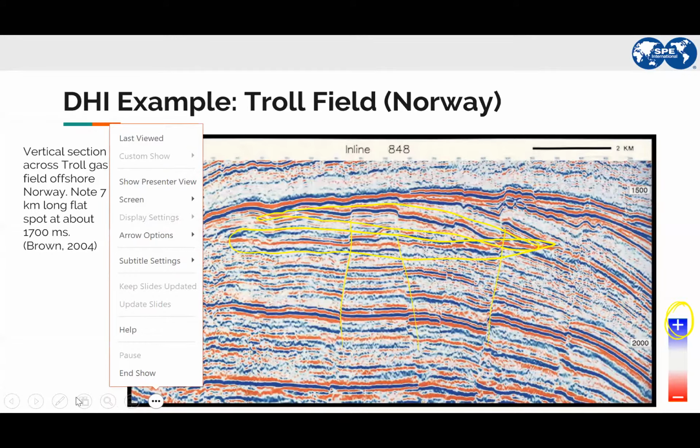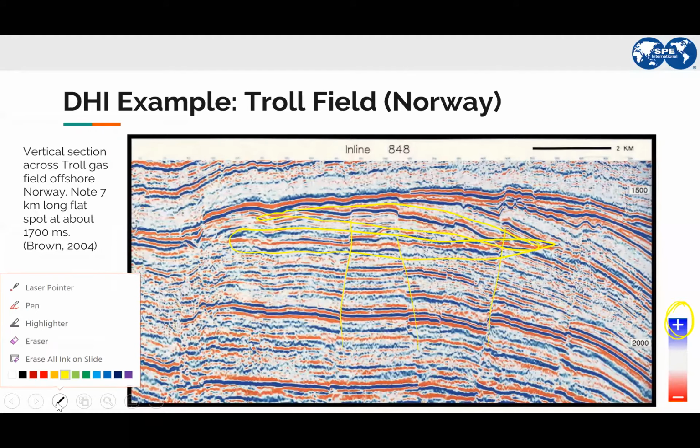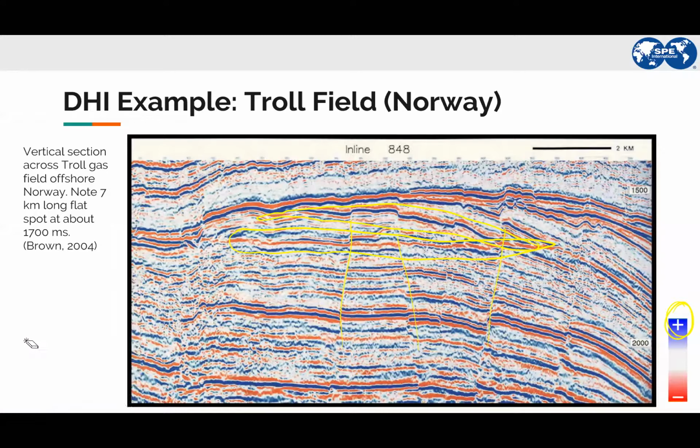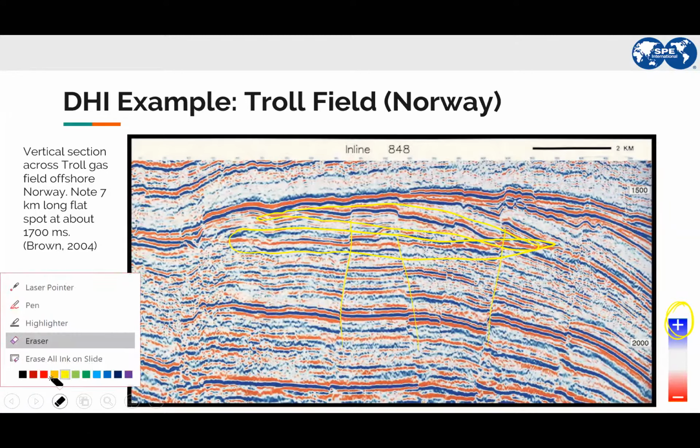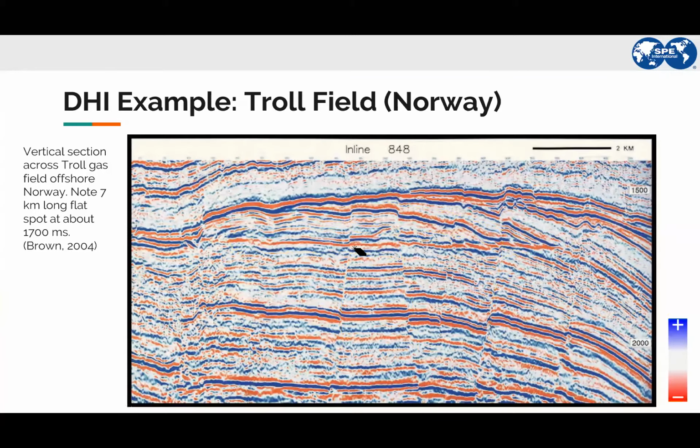I've scribbled too much on this. Oh, I've seen erase all ink. So you look at it, it's going straight across. And then it's meeting even the top of the reservoir, right? So this is your flat spot and a bright spot in the same field.